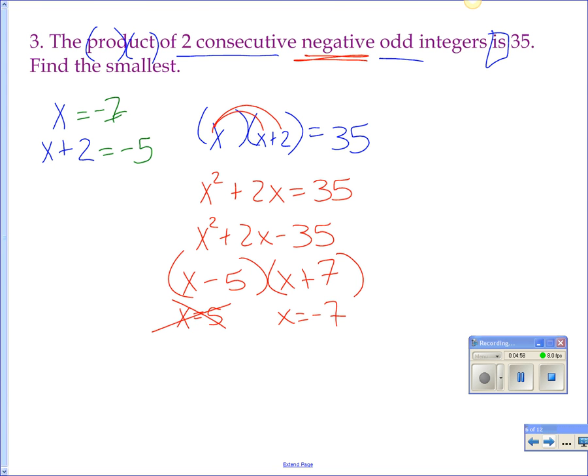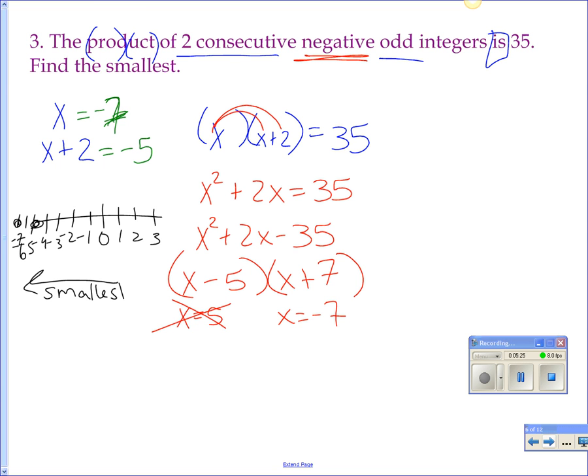Find the smallest. Okay, let's talk about this for a minute. So we've got negative 7 and negative 5, and we want the smallest. So let's think about a number line. So we've got 0, 1, 2, and 3, negative 1, negative 2, negative 3, negative 4, negative 5, negative 6, and negative 7. So we have negative 5 and negative 7. On a number line, the smallest is to the left. So the smallest of these is negative 7.